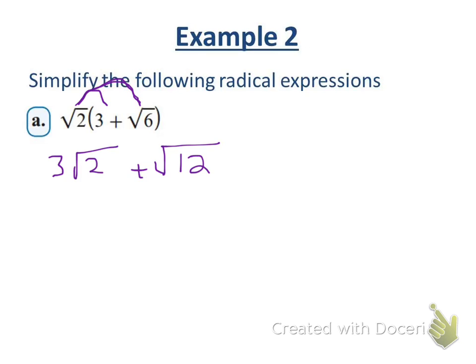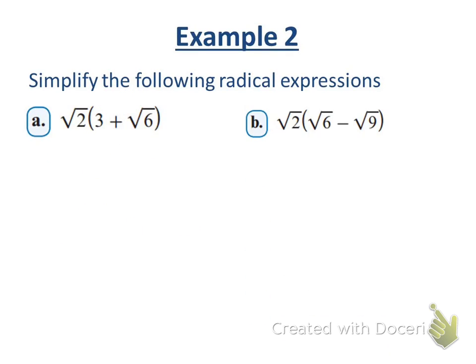Can I leave the square root of 12 that way? No, sir, because it's 4 times 3, right? So it's 2 times the square root of 3. So I get 3 times the square root of 2 plus 2 times the square root of 3. Can I add those two things together? No, they're not like radicals. The radicands are different. Remember, like radical expressions have the same index and the same radicand. Okay? All right? Do this one on your own.